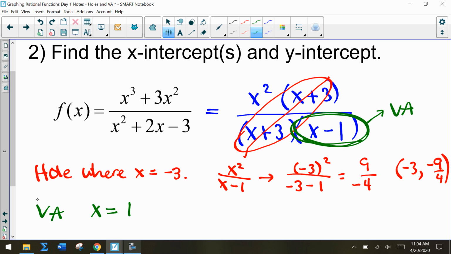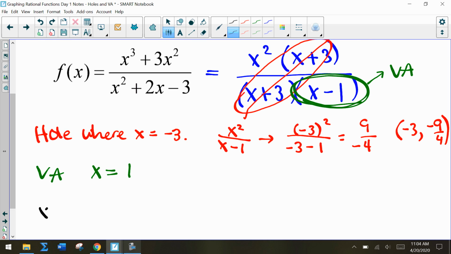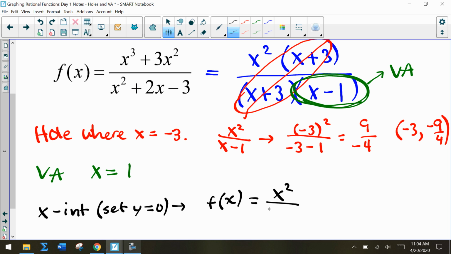And now to find x-intercepts. To find an x-intercept, we find the reduced function, okay, so this same function, and we're going to set the numerator of the reduced function equal to 0. Remember, to find an x-intercept, we set y equal to 0 and then solve. So if f of x in our reduced function is x squared over x minus 1, we now want to do 0 equals x squared over x minus 1. But look what happens when we multiply both sides by x minus 1. We get 0 equals x squared.